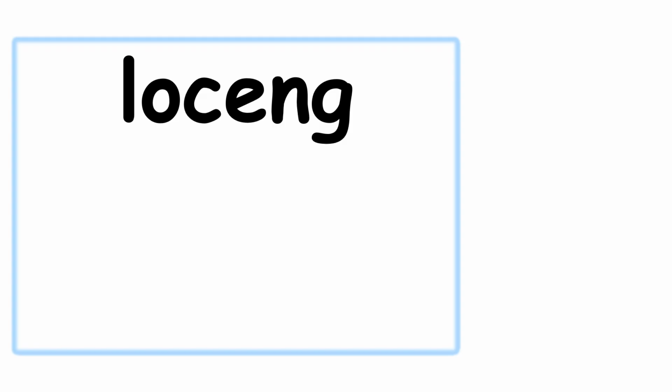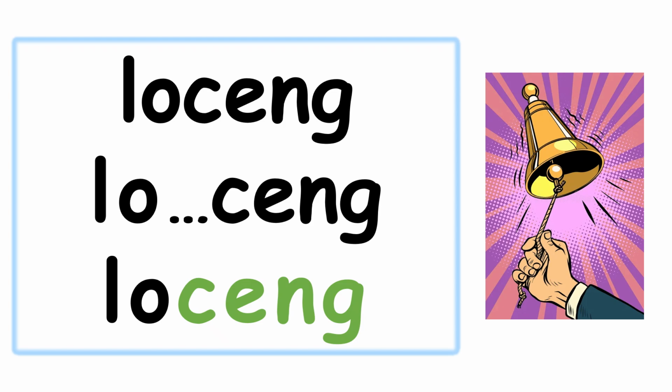Here again, we use the e sound for the letter E. We say loceng. Loceng means bell. Saya dengar bunyi loceng. I hear the sound of a bell.